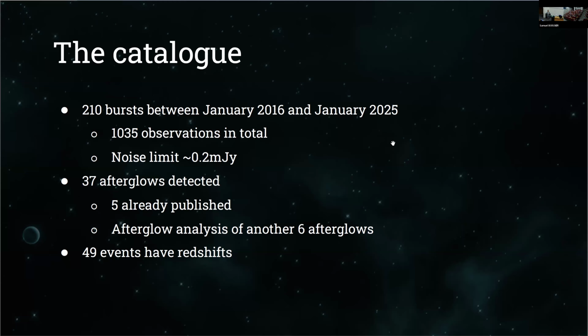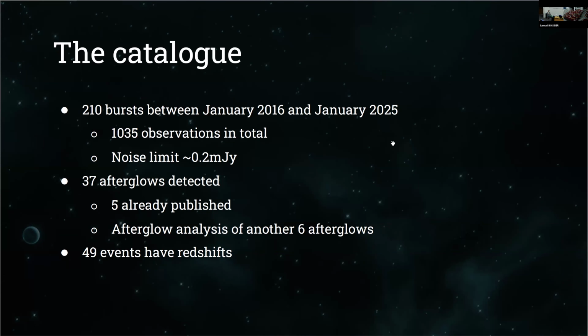But as I'm sure we all can understand, a lot of the time we are people-power limited. I don't know about you, but I don't think in the past 8 years any of us could have published 37 papers each on individual gamma ray bursts. I also don't just work on gamma ray bursts, so I've been doing other things with my time as well. And of our 210, 49 have redshifts. So this means we can look not only at the flux density evolution of these bursts, but we can look at them in luminosity space as well.